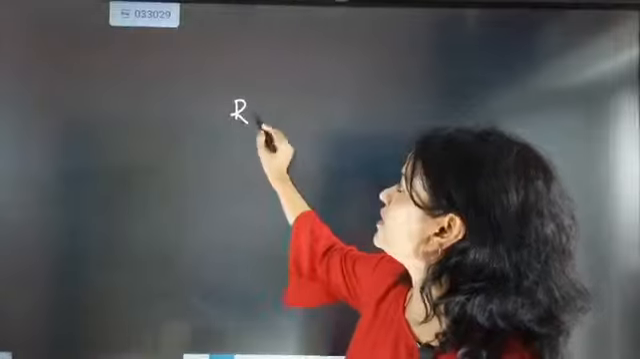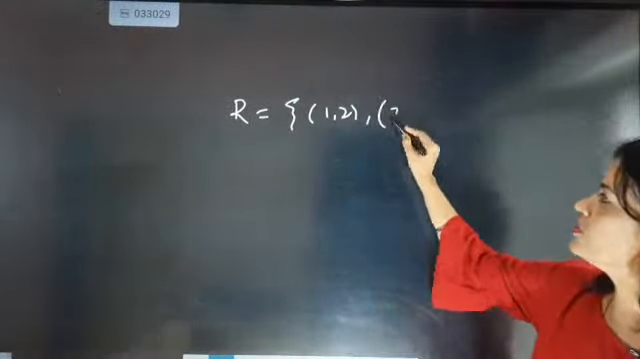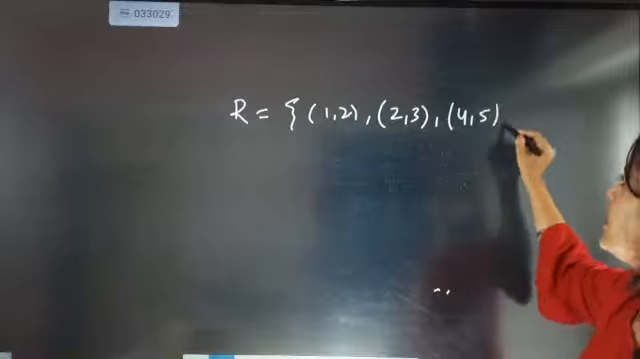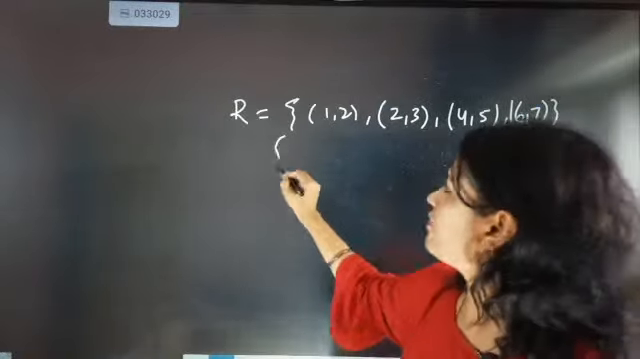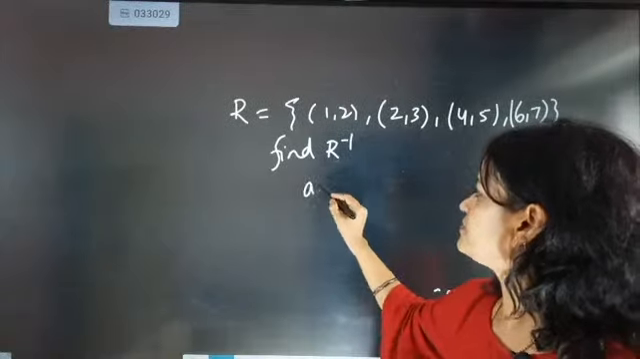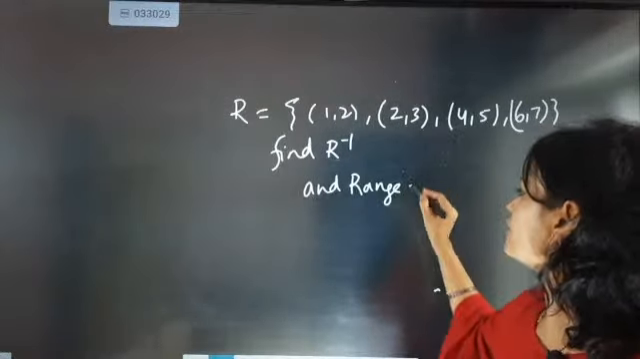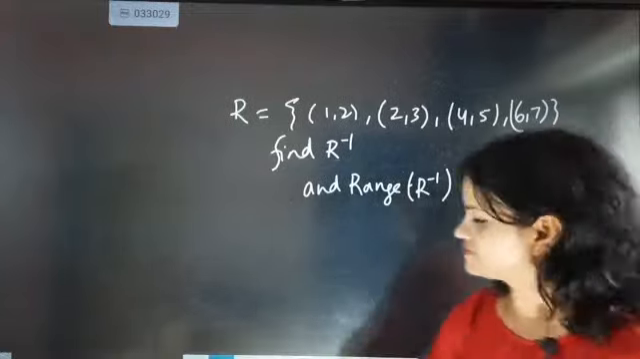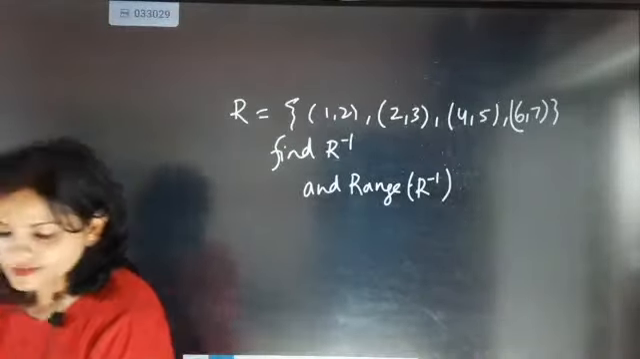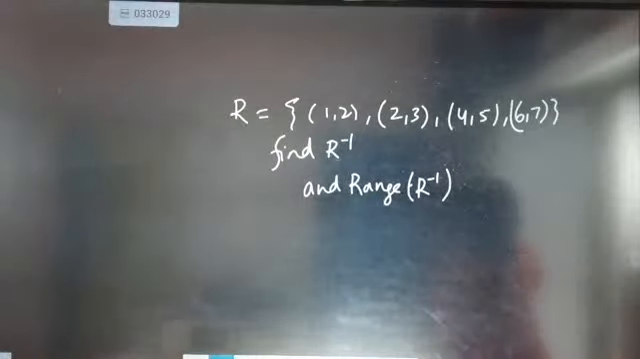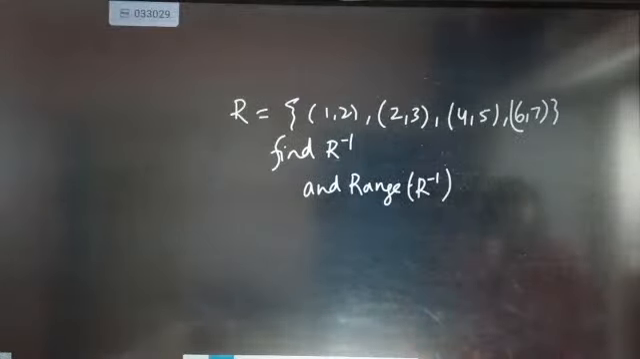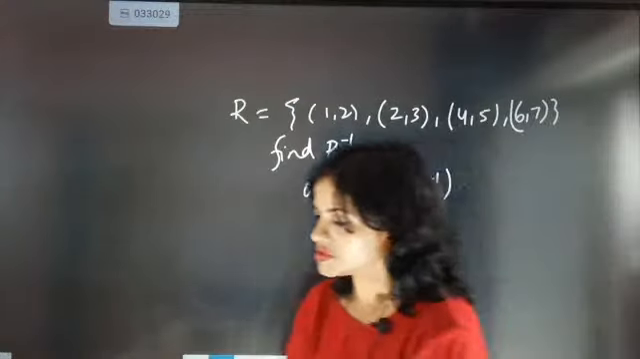I am giving you one statement. You just have to find the inverse of it. You have to identify the inverse of it, because it is a 1 mark question. I know this question is not at all tough for you now, because you have understood the concept. So when R is given as (1,2), (2,3), (4,5), (6,7), find R inverse and range of R inverse.